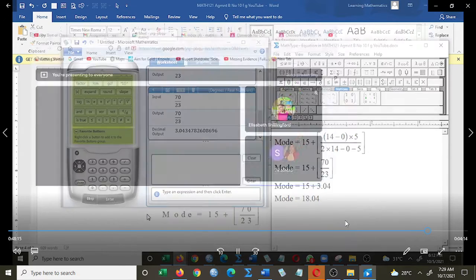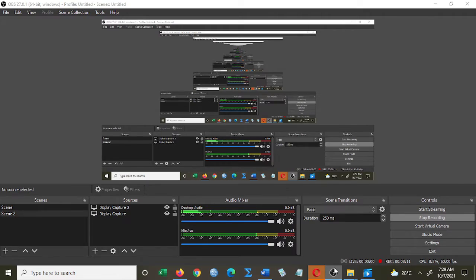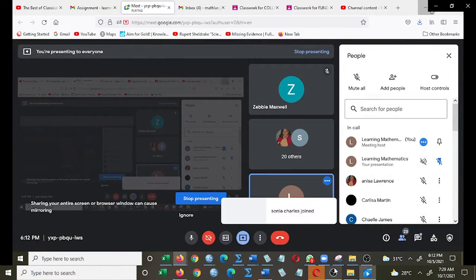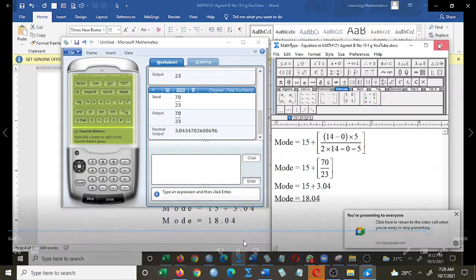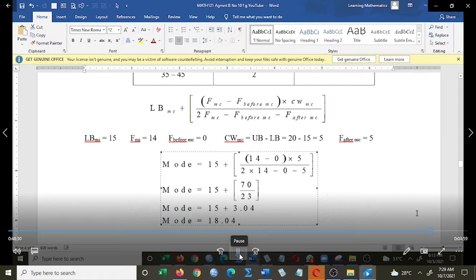So here you have it, estimating the median and the mode from a cumulative frequency graph. Okay, so we still have some time. I think we have about 45 minutes left.